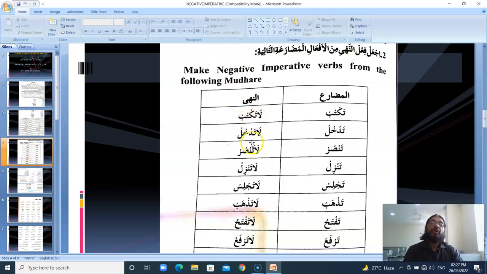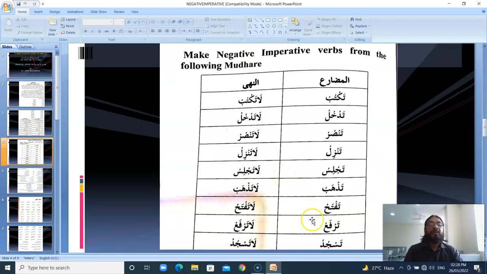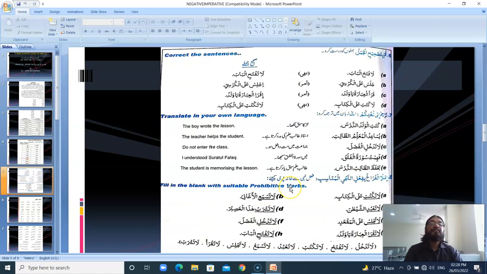So don't write, don't enter, don't help, don't descend, don't sit, don't go, don't open, don't lift. So here, lift, don't lift, open, don't open. Tazhabu, you are going or you go. La tazhab, don't go. Tajlisu, you are sitting. La tajlis, don't sit. Like this. Tasjudu, la tasjud. Then here, correct the sentences.